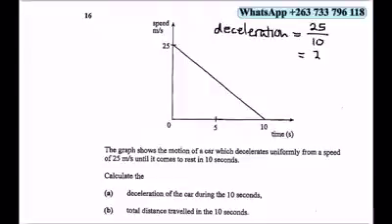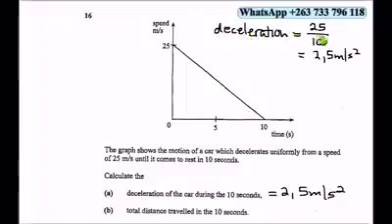Deceleration is 25. We do not put a negative here when we are saying deceleration. So it's 25 over 10. This is 2.5 meters per second squared. Don't forget to put a second squared. So this was the deceleration.